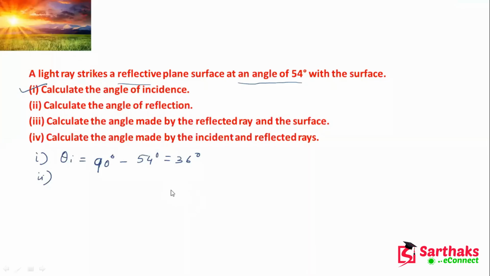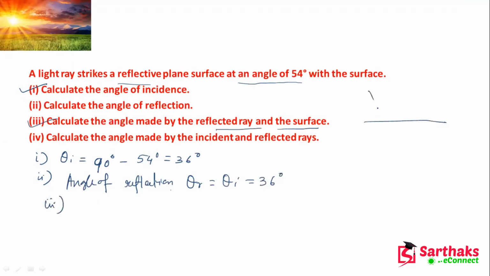So calculate the angle of reflection. Here the angle of reflection, theta R, equals theta I according to the law of reflection. So it will be 36 degrees. Then calculate the angle made by the reflected ray and the surface. If this one is our normal, this is the incident ray, this one is the reflected ray. So this is our 36 degrees and this is also 36 degrees. So we have to measure this one.